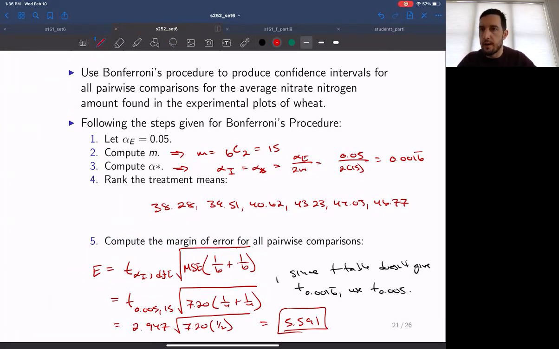And all we have left to do here now is just compute the absolute differences between all of the treatment means and then check to see which ones are smaller than the margin of error or which ones are larger than the margin of error. All right, so I'll just give it a second in case anyone's writing it down.